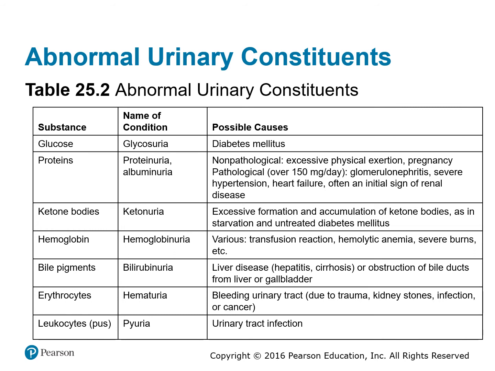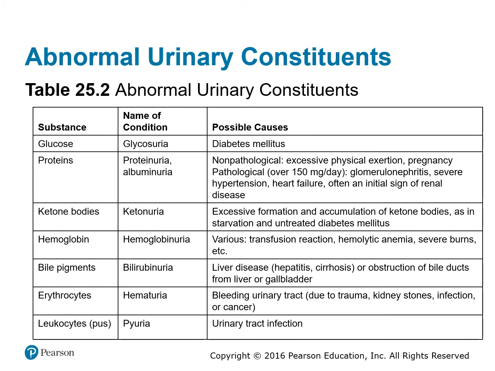Again, this will be frothy in the toilet. This can be heart failure, kidney failure, severe high blood pressure, kidney disease. Ketone bodies, ketonuria, maybe we're doing that on purpose. Maybe we're on the keto diet, or they have severe untreated diabetes. Hemoglobin varies: transfusion reactions, hemolytic anemia, severe burns. Bile pigments could be liver disease, bile duct, or liver gallbladder problems.